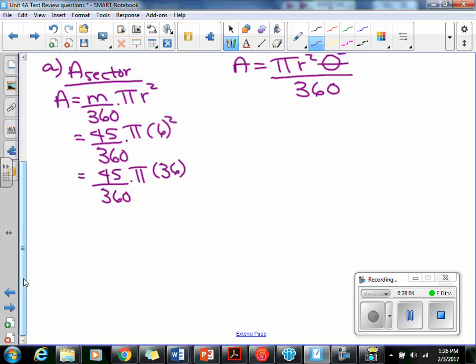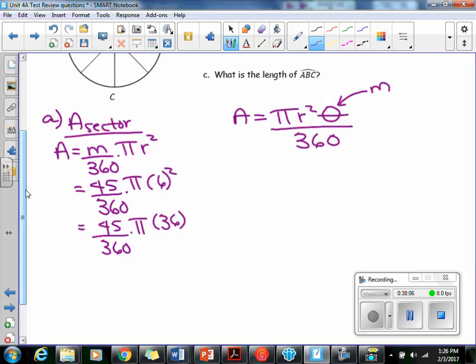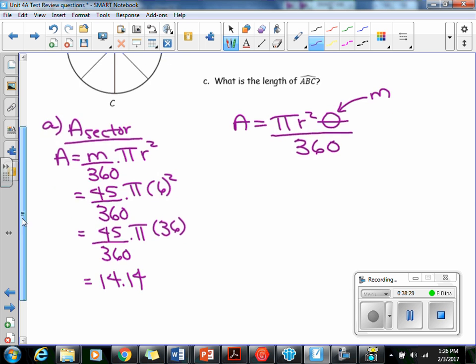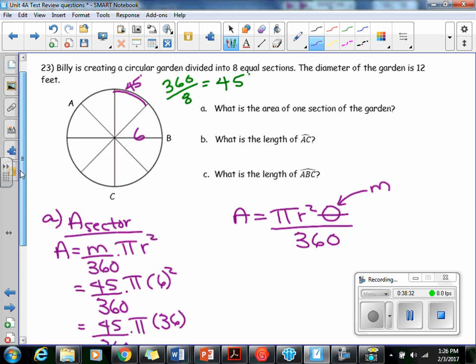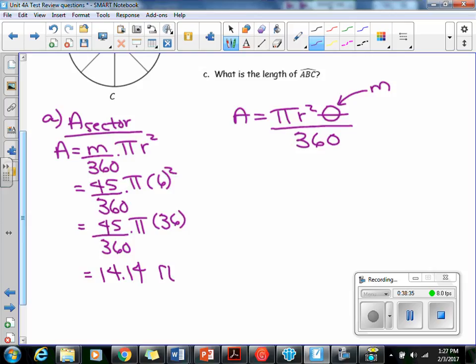You can go ahead and multiply all of that out. Multiply straight across the top and then divide by 360. They didn't ask for the answer in exact form or in terms of pi, so you don't need to worry about reducing fractions. Just go ahead and multiply across the top and divide. What's the answer? 14.14. All right, 14.14. Since this is an area problem, this is going to be in square feet. Any questions on that part? Okay.